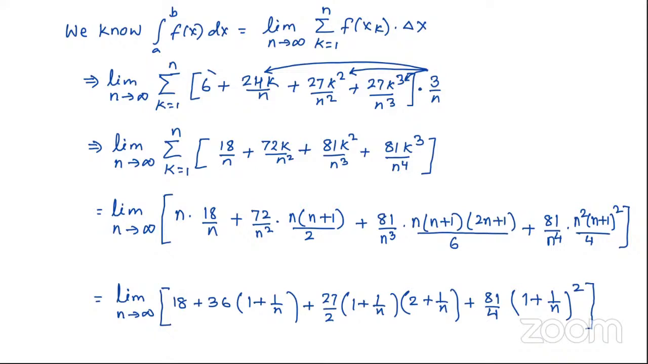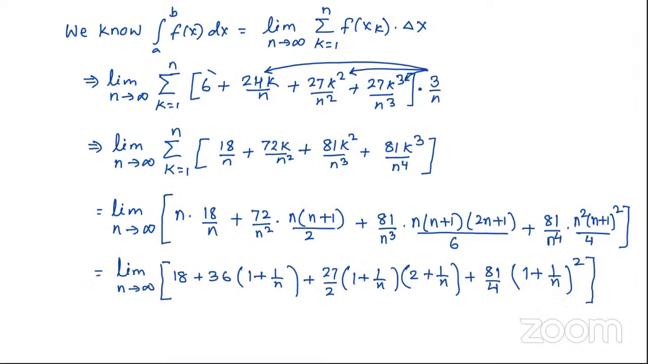Okay, now look at the beauty of this step. When I write like that, this becomes so beautiful because we have 1 over n everywhere, right? Do you see that? And when n approaches infinity, what will be the value of 1 over n? 0. That's why. Okay, so we can do the direct substitution now. So 18 plus 36 times 1 plus 0 plus 27 over 2 times 1 plus 0, 2 plus 0 plus 81 over 4 times 1 plus 0 quantity squared.